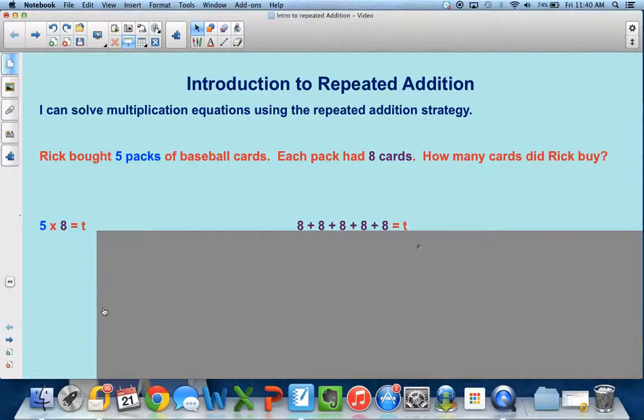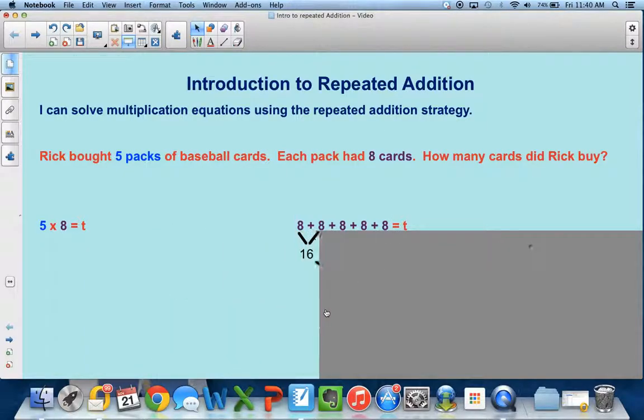And then to add that, we're going to add our first 2 groups of 8 and get 16, because it's repeated addition. So we're going to repeat the same thing this number of times. 8 plus 8 is 16. That's 2 groups of 8. Now we're going to add our third group of 8 to the first 2 groups of 8. So 8 plus 16 gives us 24, which is 3 groups of 8.